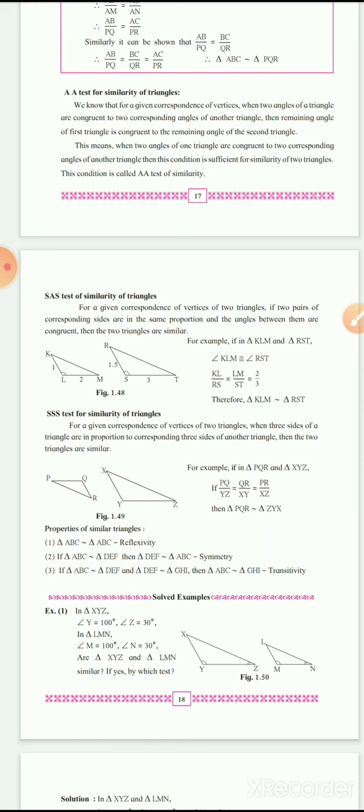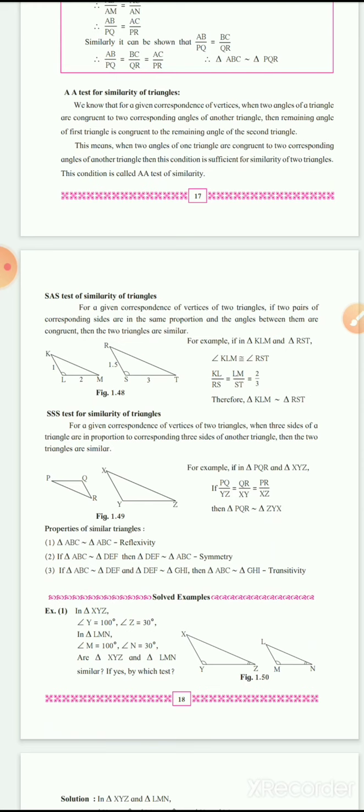So triangle KLM is similar to triangle RST because of the SAS test for similarity of triangles. Now our third test, the SSS test for similarity of triangles. SSS means side side side test.